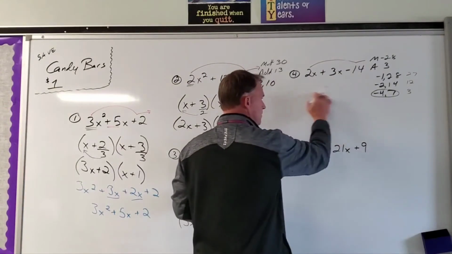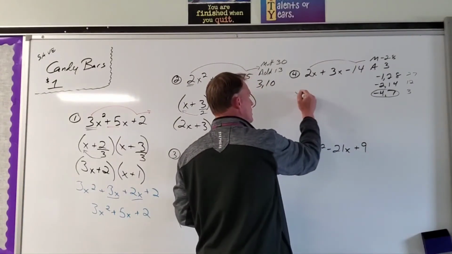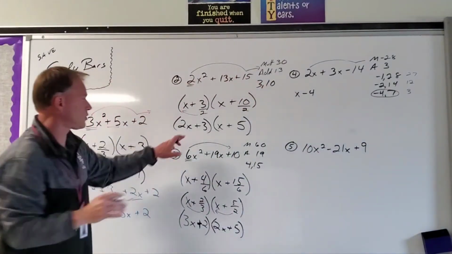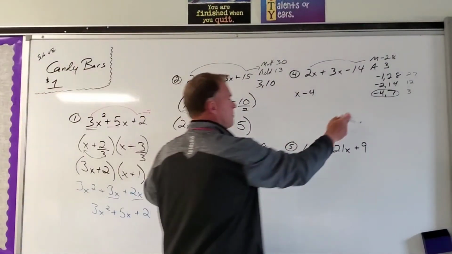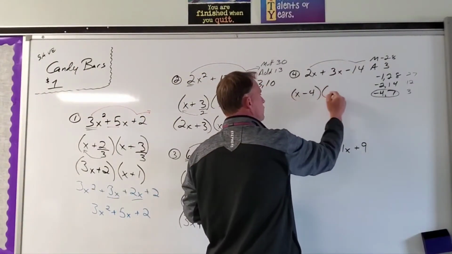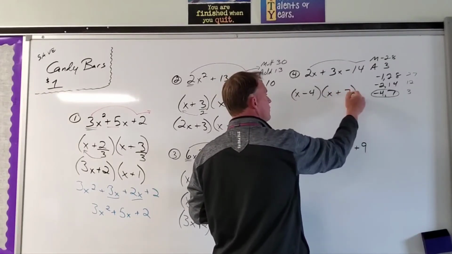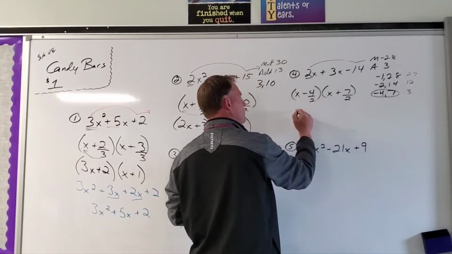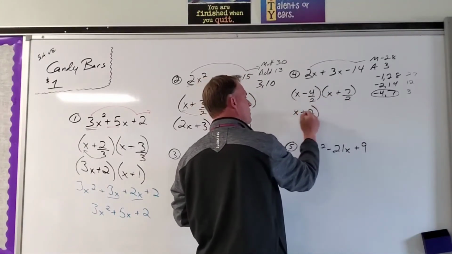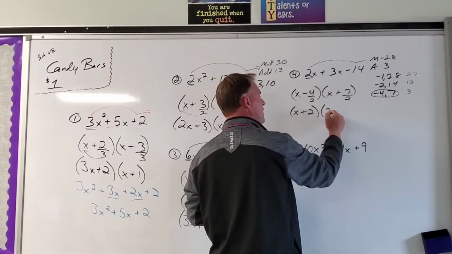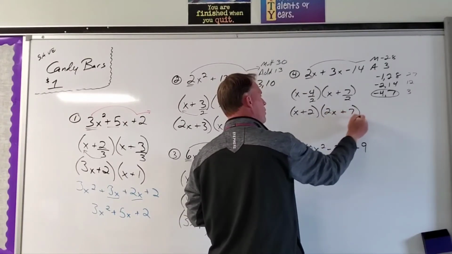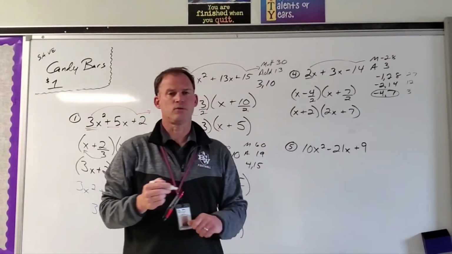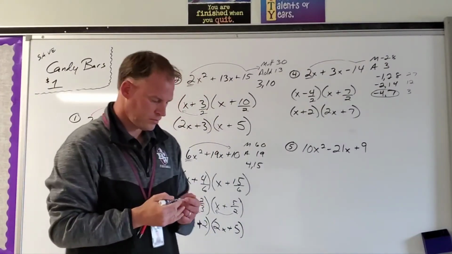So then I finish the process. These were all positive, so we put pluses in there. This is a minus 4, so I put a minus 4. X plus 7. Put them over 2. Does it simplify? Yes. Does this simplify? No. There's my answer. Try and do number 5 on your own.